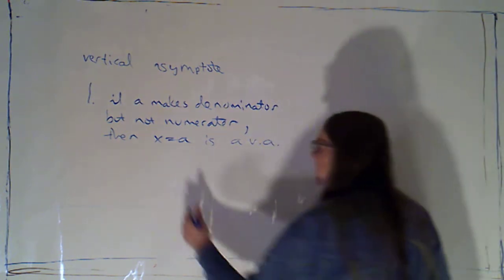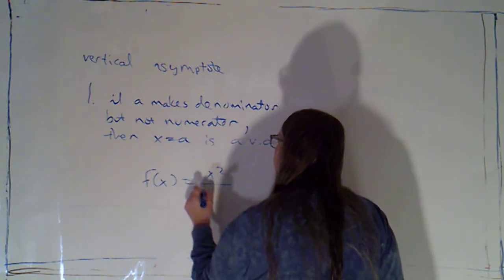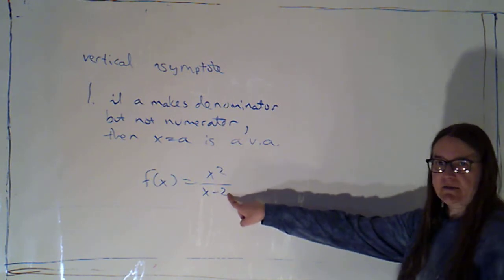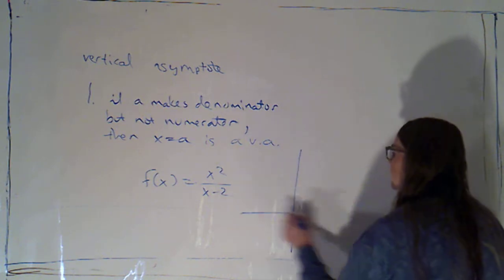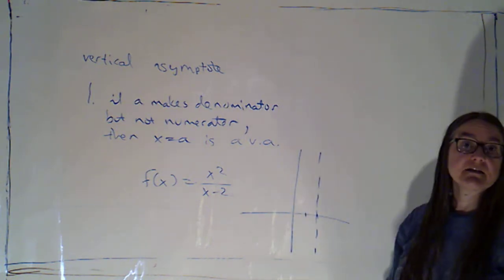Okay. So, as an example, if I had f of x equals x squared over x minus 2, I can see 2 is going to make the denominator 0. It doesn't make the top 0. So I would have a vertical asymptote at x equals 2.